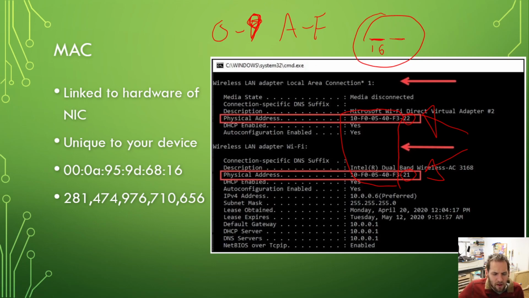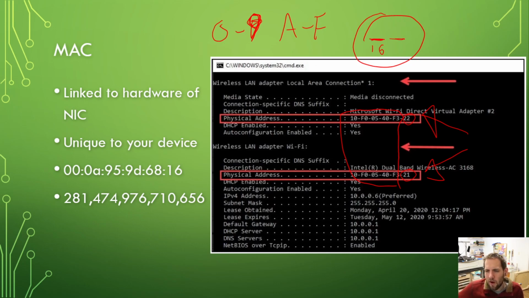So MAC addresses are used to identify machines within the same broadcast network. This is going to be a layer 2 thing on the OSI model. Now, what your router does is it uses the MAC address. When you plug something into it, it says, hey, what's your MAC address? Your computer sends its MAC address, and the router says, okay, I'm going to assign you this IP address based on your MAC address.